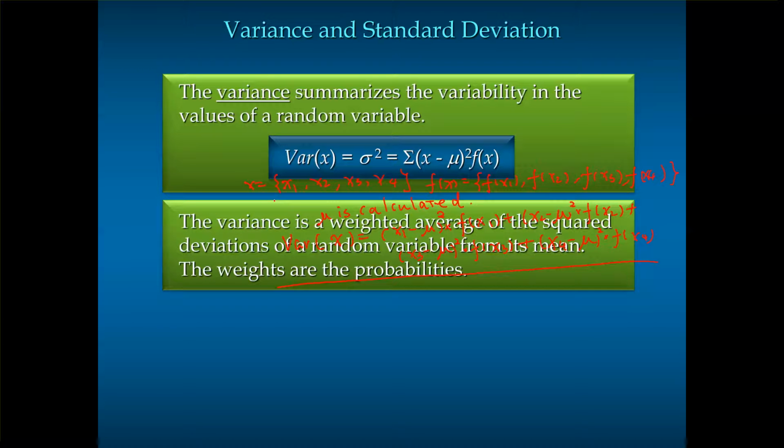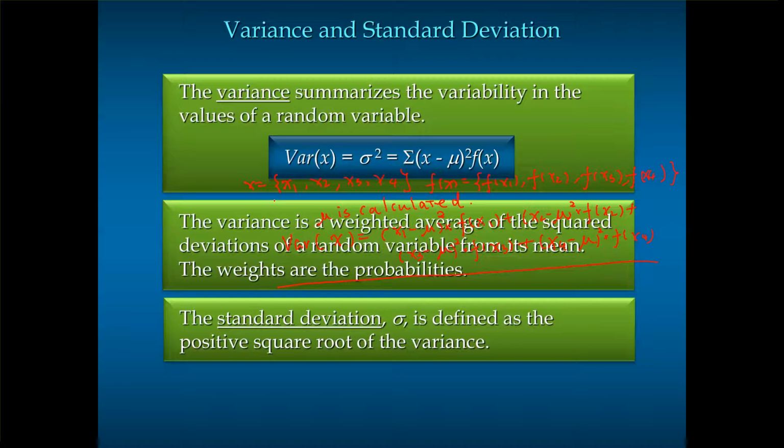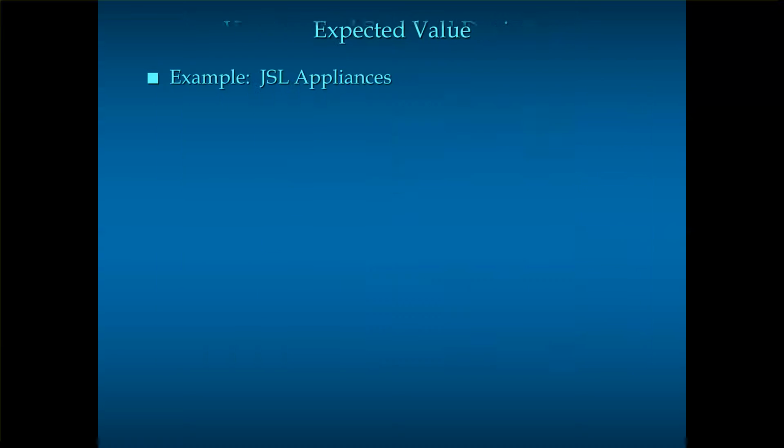So the variance is a weighted average of the squared deviation of the random variable from its mean. The weights are the probabilities. So again, we treat f(x) as our weight. The standard deviation sigma is defined as the positive square root of the variance. So everything is the same. The only thing you need to know is how you should understand f(x): it is a probability for each possible outcome.